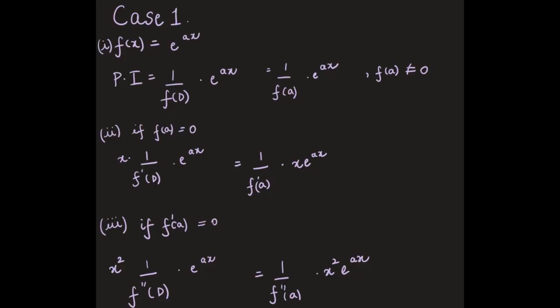This case involves a non-homogeneous term of exponential form. If the right-hand side is e to the power ax, substitute D with a in the operator f of D. If f of a is not equal to 0, the particular integral is of the form 1 by f of a into e to the power ax. If f of a is equal to 0, then we use the derivative and multiply with x.